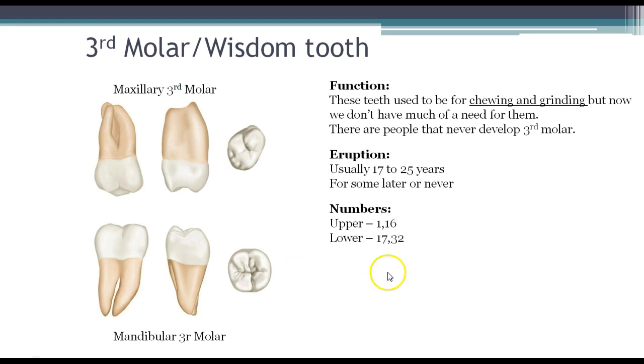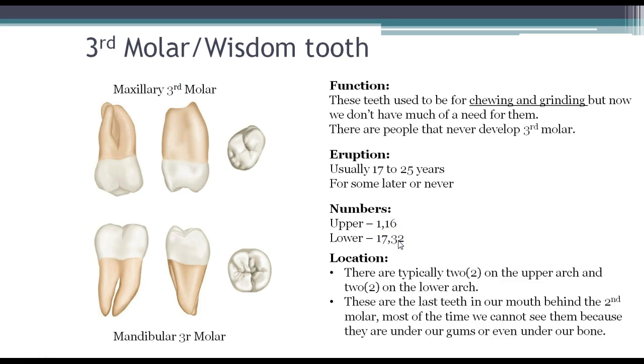So for the upper right side, your wisdom tooth will be number 1. The upper left side will be 16, and on the lower left side you'll have 17, and the lower right side will be 32. Now you have 2 on the top, 2 on the bottom, right behind your molars, all the way in the back. Even though you may not be able to see it, it can still possibly be there.